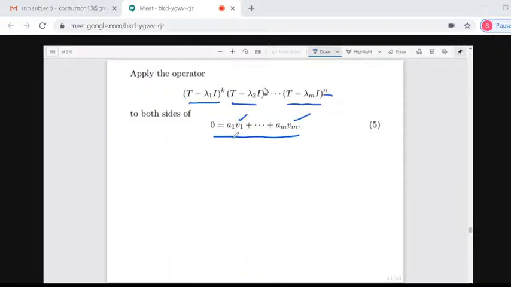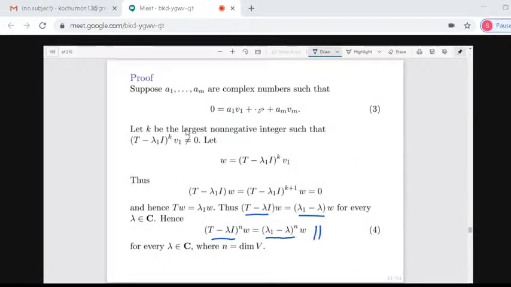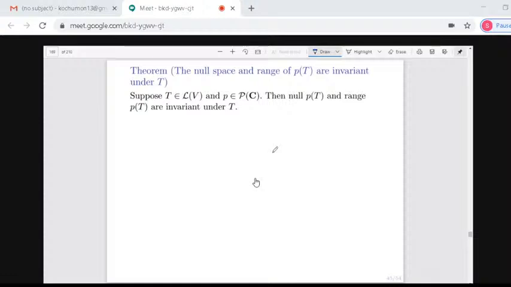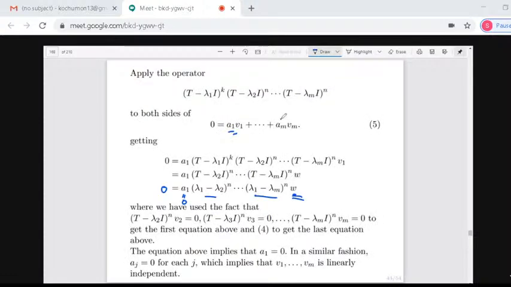So we have shown that a1 has to be 0. You do the same steps with w equal to (T − λ2 I)^k, where k is the largest non-negative integer such that this is non-zero. You replace λ1 with λ2 and do the same thing. Then you see that a2 will also be 0. In that way, as you proceed, all these scalars must be 0. Hence, these are linearly independent.